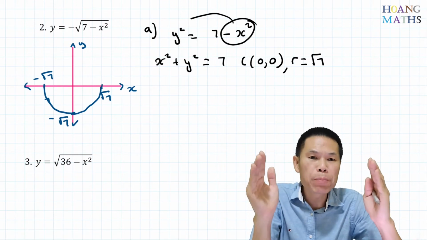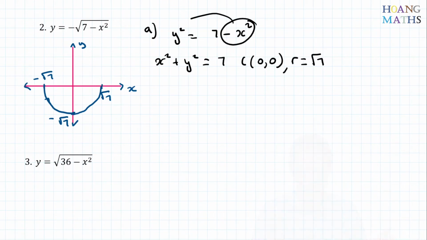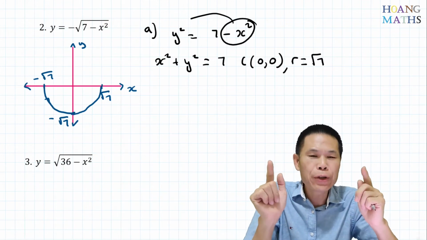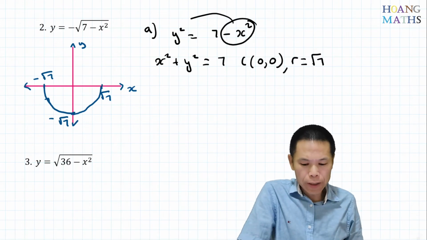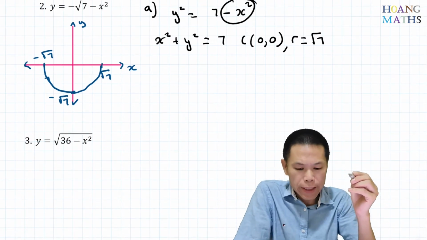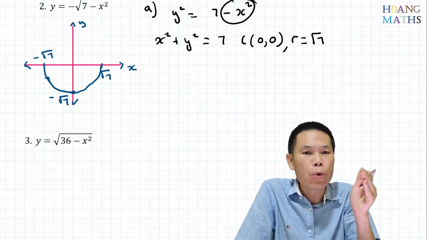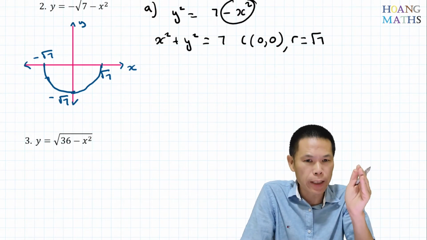Now, please pause the video and try this one yourself. Hi, I'm back. How did you go? So let me go through it with you, okay? First of all, we know that the center of the semicircle is 0, 0. And the radius is square root of 36, which is 6.